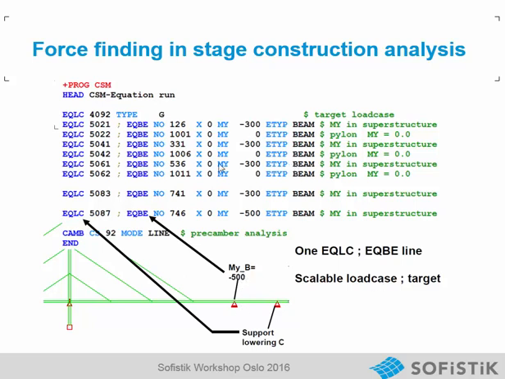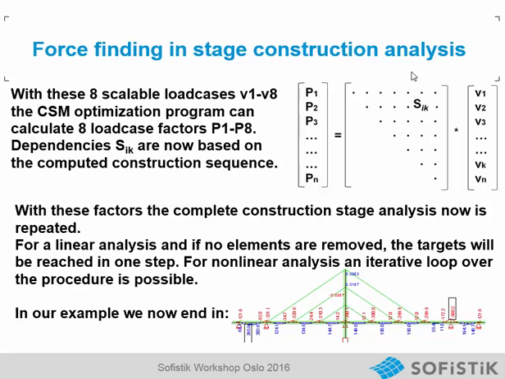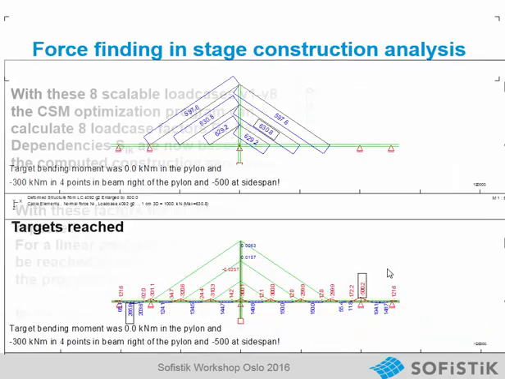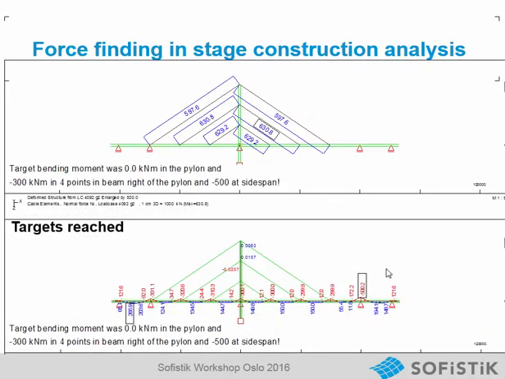If we input these targets in our equation run, CSM can build an equation system and solve it. If we now run the analysis new with these new factors of pre-stress and support settlement, we get this bending moment. Because it is a linear system that we calculate here, already in the first run we get the first correct bending moment in our superstructure.